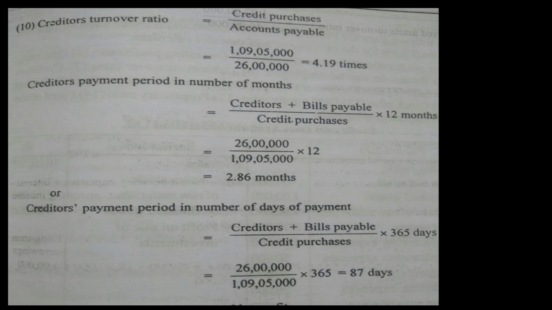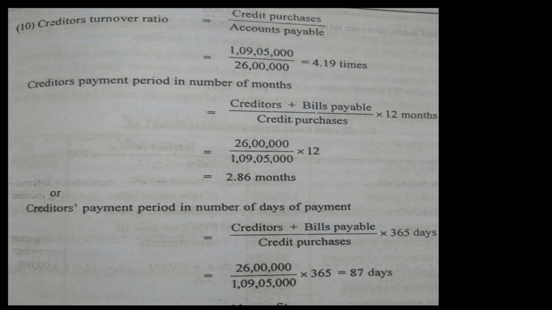Then creditors turnover ratio. For creditors turnover ratio, it is credit purchase by average payable. My credit purchase is 1 crore 9 lakh 5,000, divided by average payable. Average payable is creditors and bills payable. Here the creditors and bills payable total is 26 lakh. Therefore my creditors turnover ratio is 4.19 times.